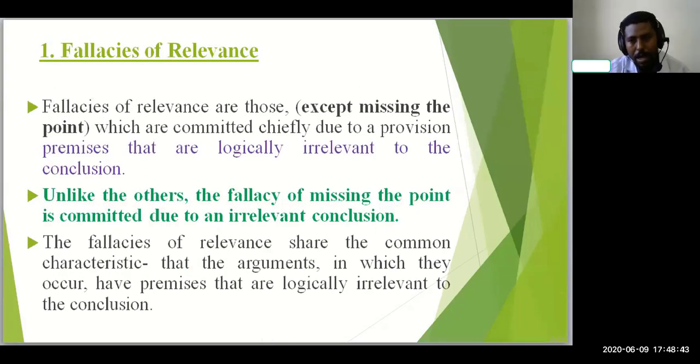Now let's look at the fallacy of relevance. Fallacy of relevance is an informal fallacy that is committed because of the irrelevance of the premise to the conclusion. Here the problem is the irrelevancy of the premise to the conclusion. This is what makes all subcategories of fallacy of relevance common. They all commit this error, irrelevance of the premise to the conclusion, except missing the point.